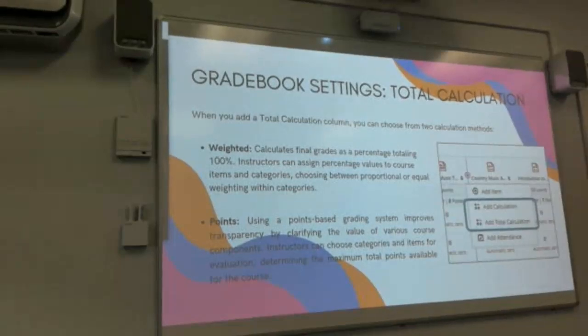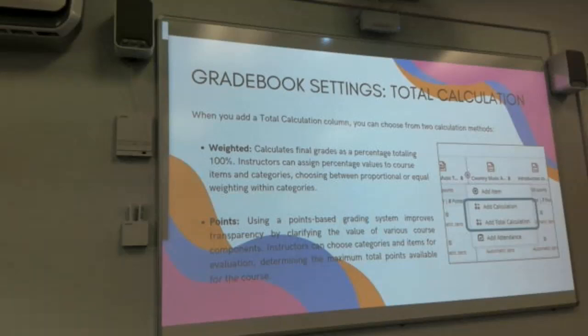So the weight column gives you flexibility to assign percentage values on certain assessments and categories. You can decide how high the stakes you want for certain assignments. And you can even do it within the same category. It doesn't have to be category based, but you can even weigh things differently. You can decide whether to weigh items within the same category proportionally or equally.